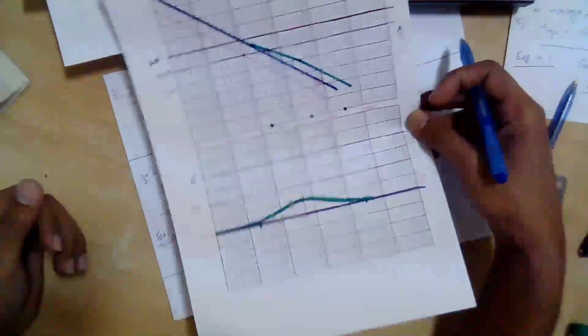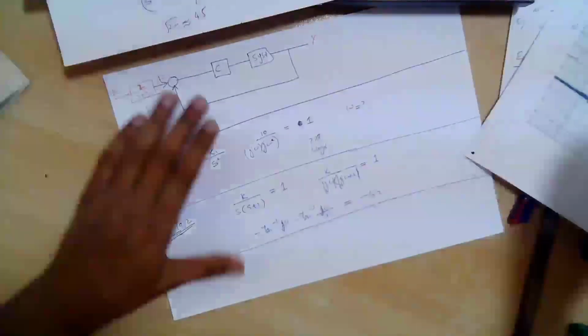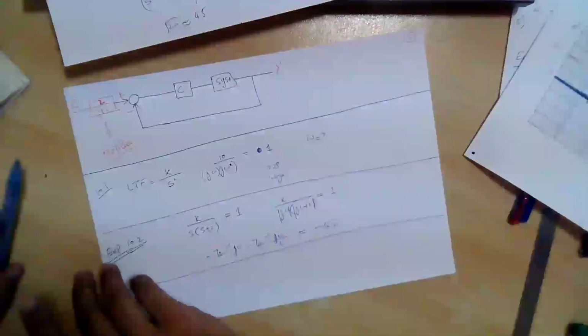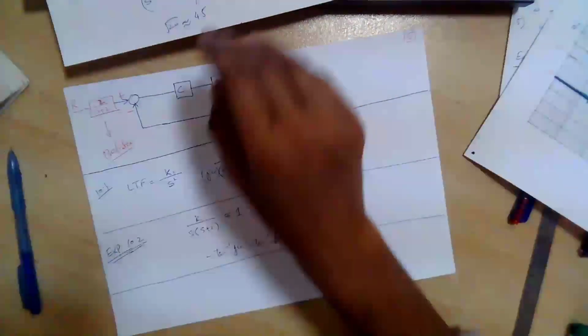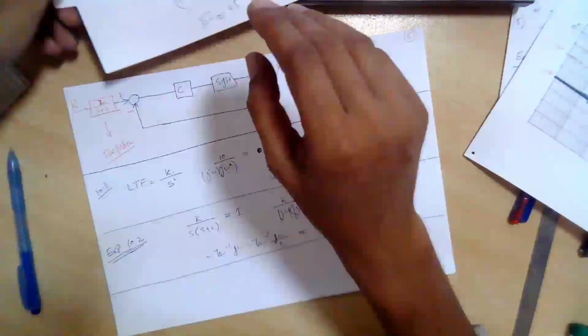Right. So this was all about example 10.1 and lead compensator design. So I'll see you in the next lecture, and we'll discuss the lead compensator design on the root locus.